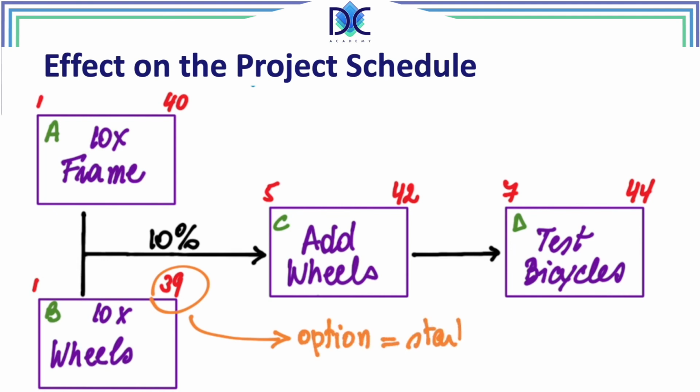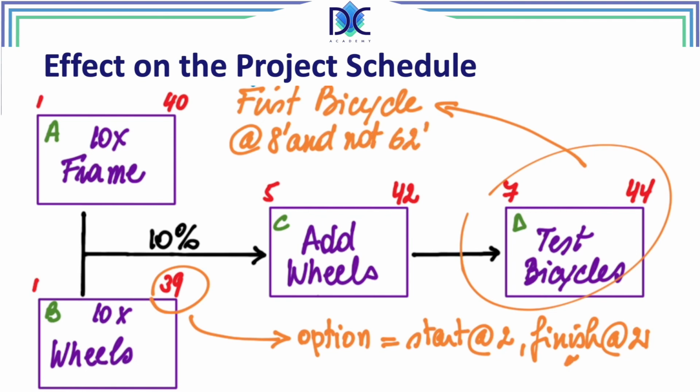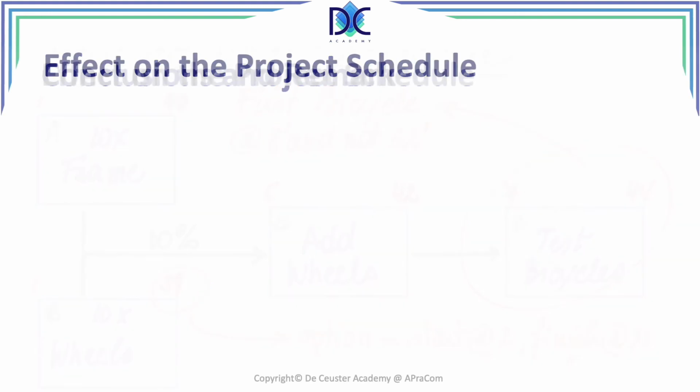Like I said, for activity B, we can start at 2 and finish at 21. So we can start a lot, let's say, earlier, or we have a different early finish and early start for activity B. Depends how you want to plan it. And we see that our first bicycle is already finished after 8 minutes and not 62 minutes.